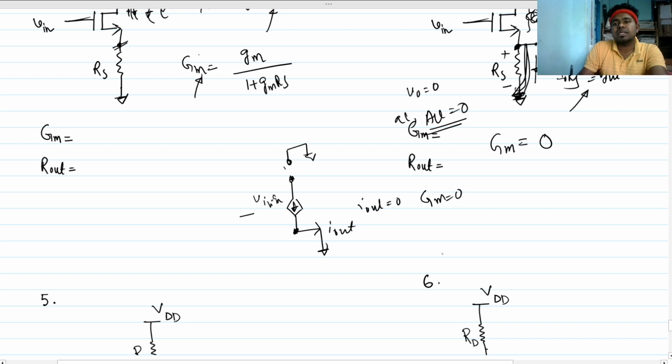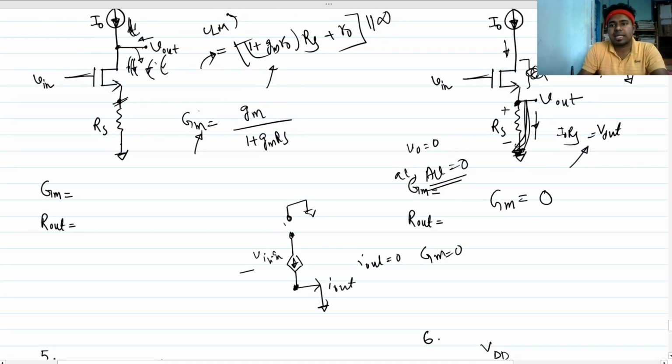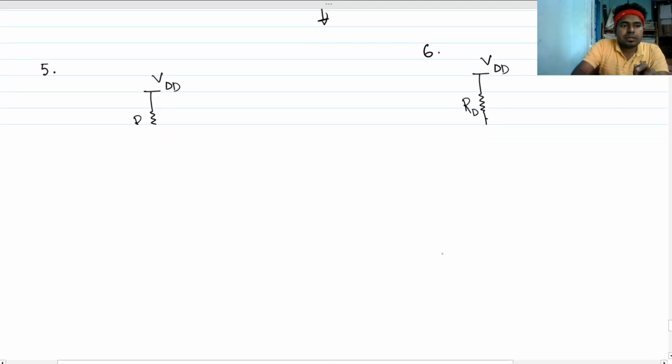So the gain of this circuit is 0. This is how we can tell it intuitively to the interviewer. Now come to this fifth circuit.